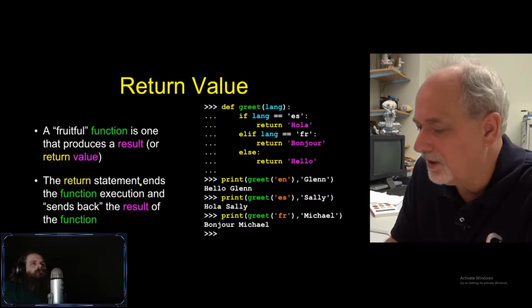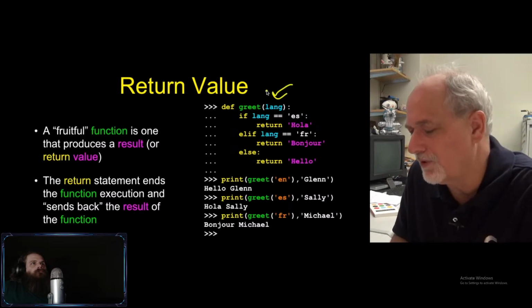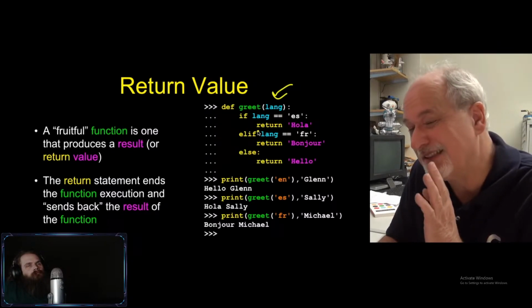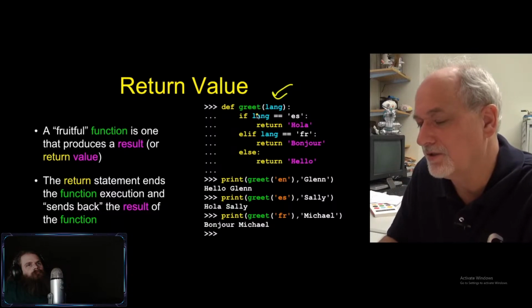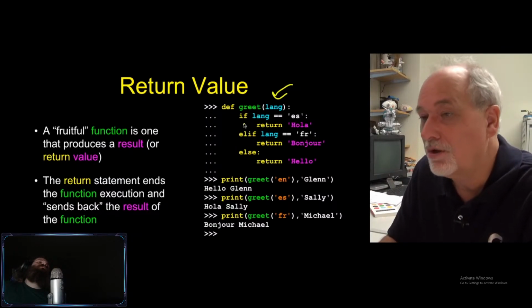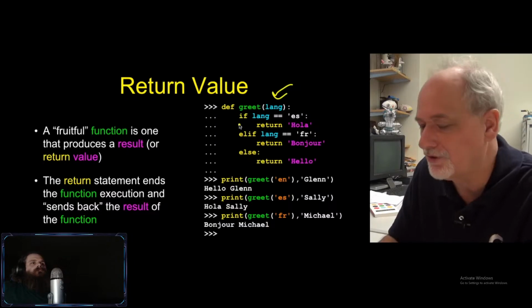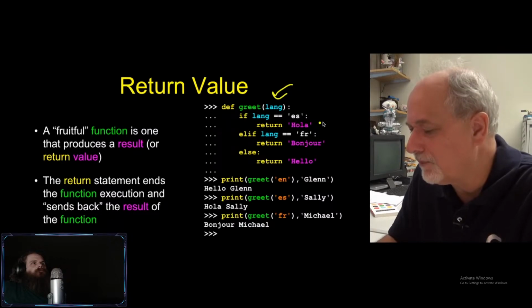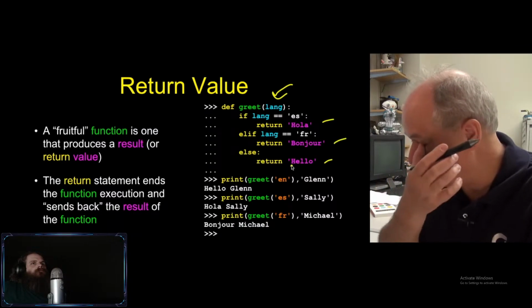So here's a little bit of a rewrite of our little language program. We are going to create a greeting program. We're going to take the language as the first parameter. And instead of just doing a print statement, which is what we did before, this is now more like a function because it takes some input and produces some output as a return rather than just printing. It's a little tacky for a function to print. And so here we return hola, bonjour, and hello based on the right thing.